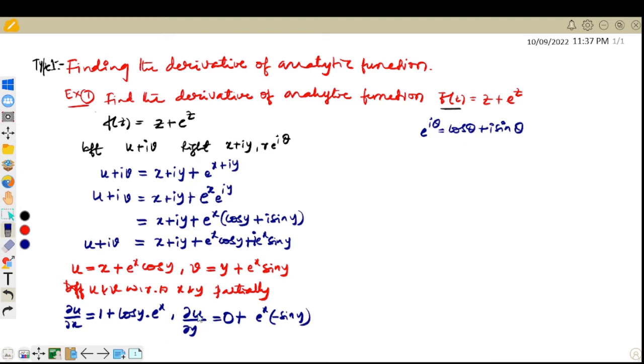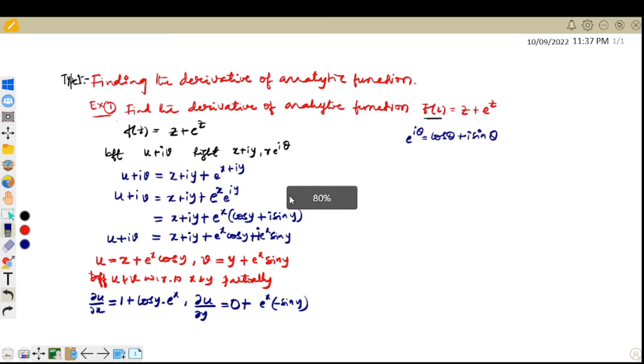Fine. Similarly, to get what is v with respect to x. V with respect to x, first term is y. With respect to x, y becomes 0. Second term, with respect to x, sin y is a constant, writes outside. Differentiation of e raised to x is e raised to x. Similarly, v with respect to y becomes 1 plus, with respect to y, e raised to x is constant. Differentiation of sin y is cos y.